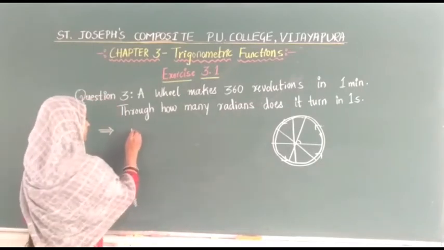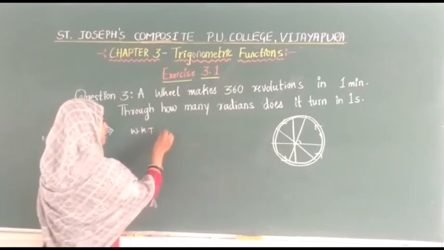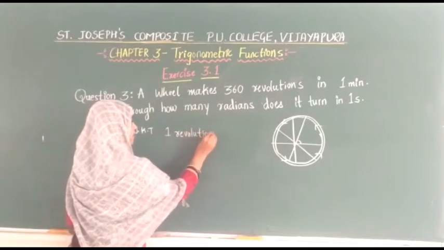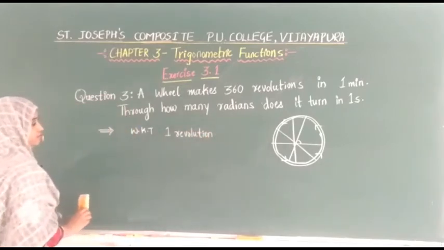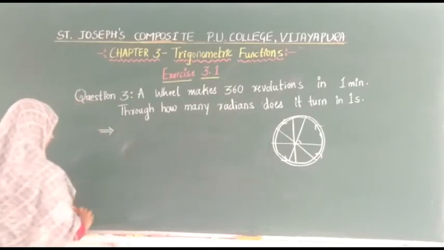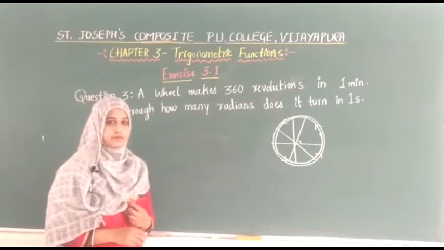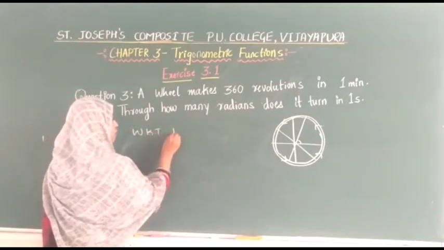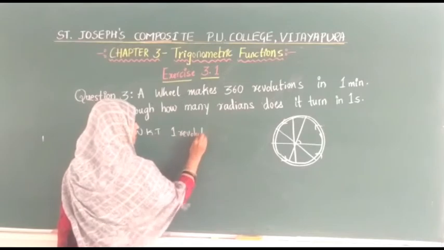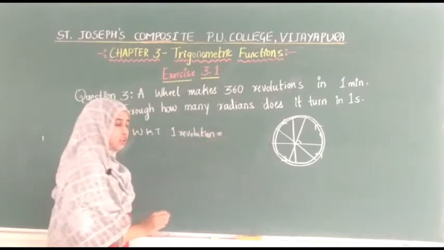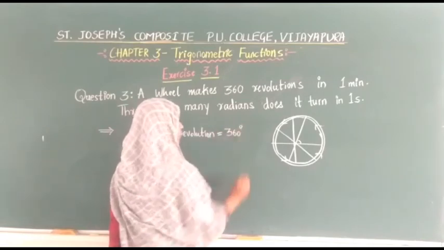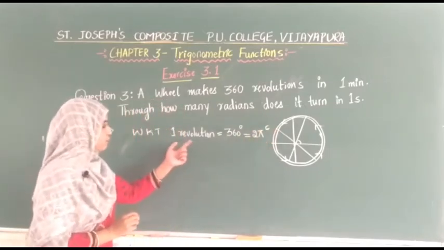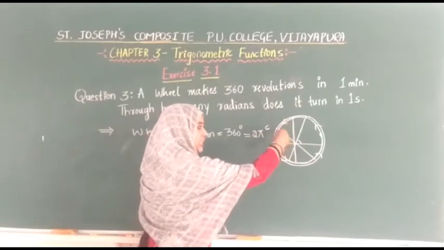We know that for 1 revolution, it makes an angle of 360 degree, which in terms of radian is 2 pi radian. In one complete revolution, it makes an angle of 360 degree.